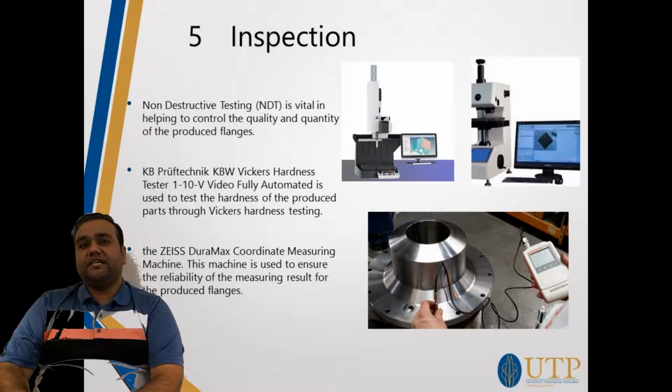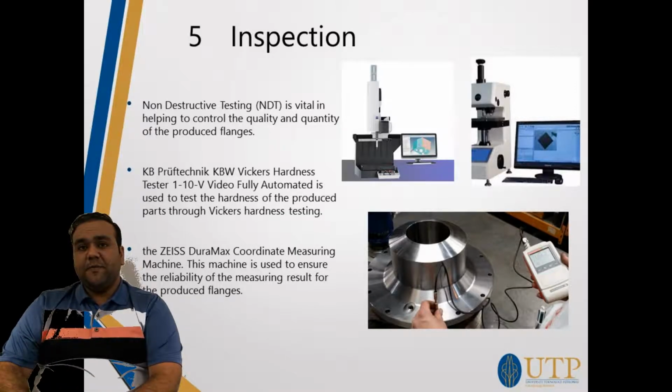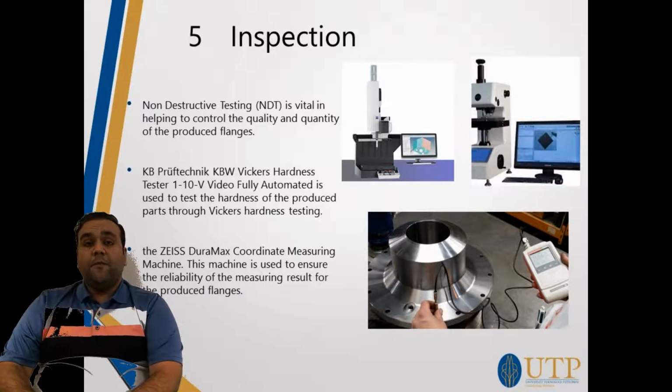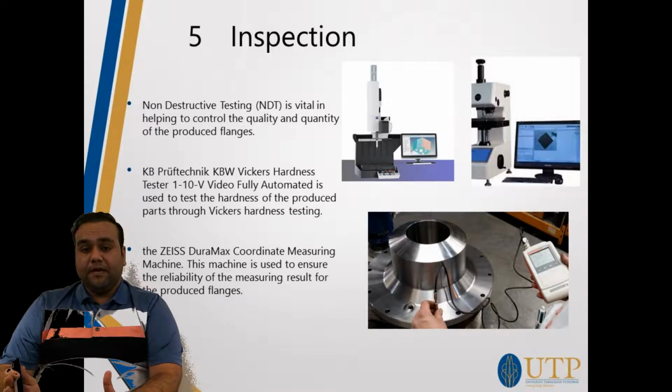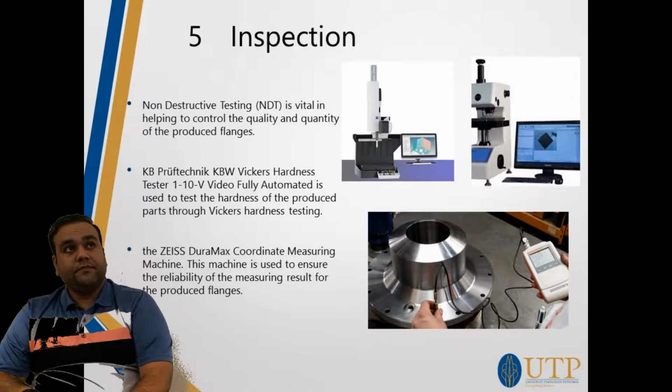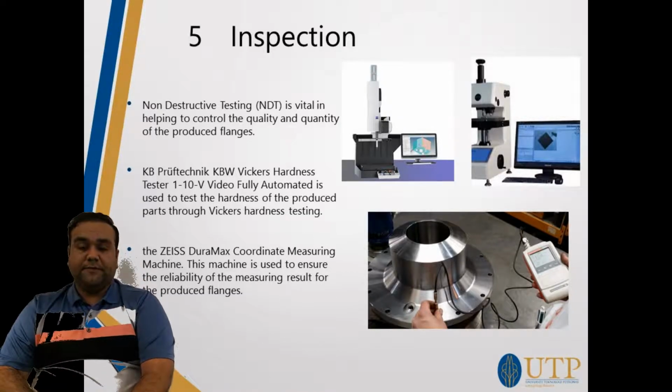For this test, we decided to use the Duramax contact measurement machine. This machine is used to ensure the reliability of the measurement result for the product flange. By the inspection, the last part for our product finished the process for the flange. Thank you very much. I pass to my colleague.